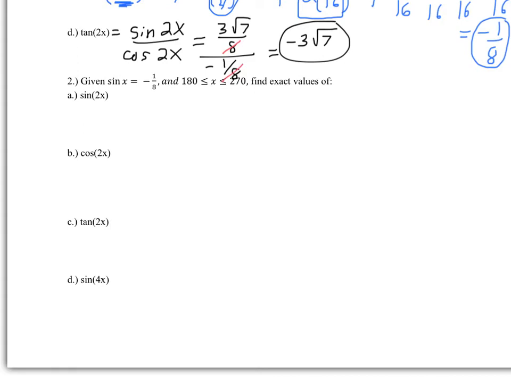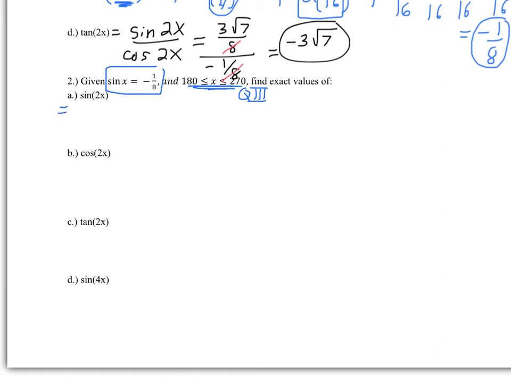Okay, and in our next example here, again, we're given an expression for sine, and we're told our angle x is between 180 and 270 degrees. This really tells us that we are in the third quadrant. We want to find the exact values of the following. First off, the sine of 2x.